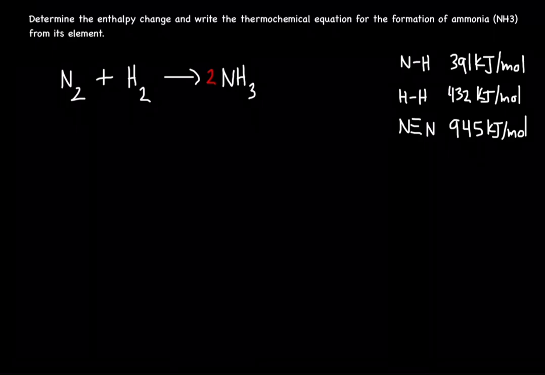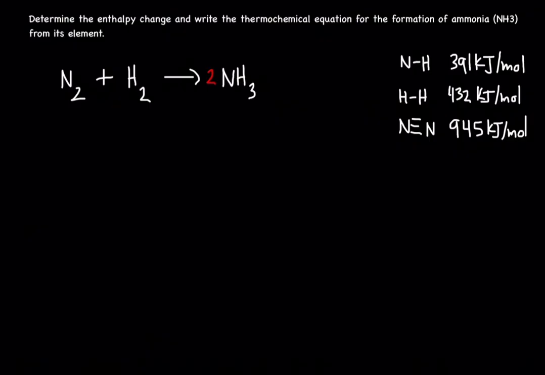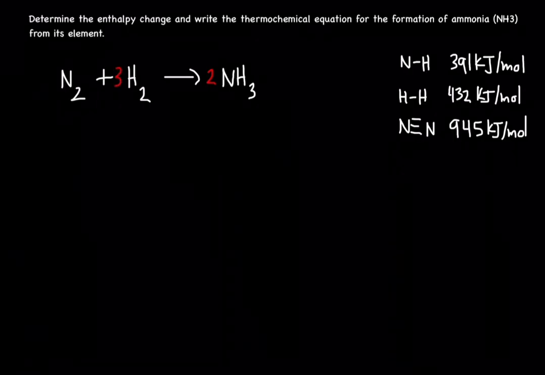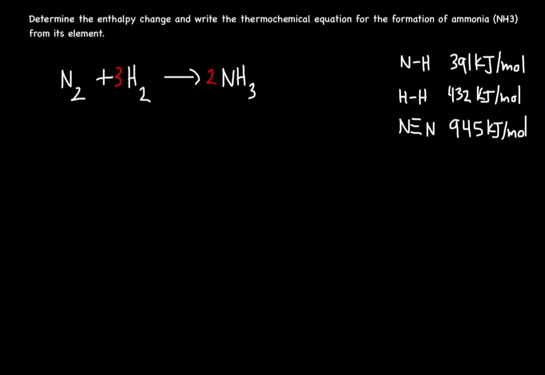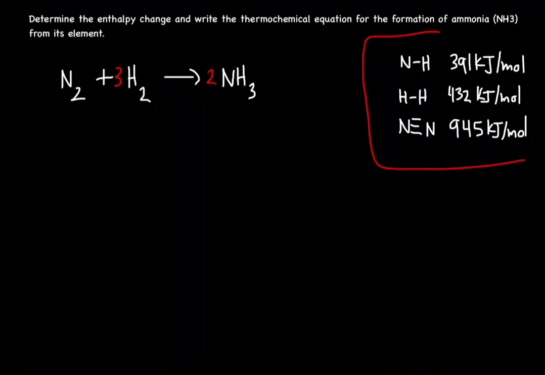Because we added 2 here, now we have 6 hydrogen here because 3 times 2 is 6. So that means we must have 6 on the other side. So we'll simply add a 3 as the coefficient. So now we have a balanced reaction. Now we can use the bond energy to find the enthalpy change.